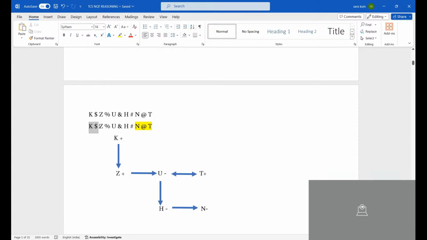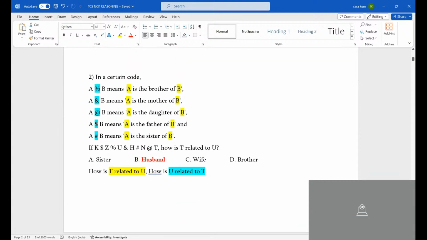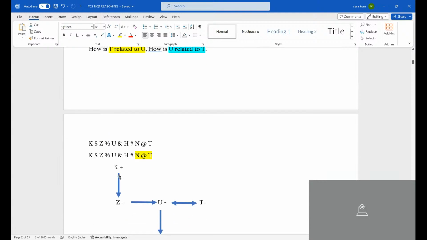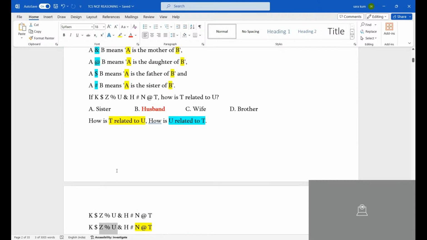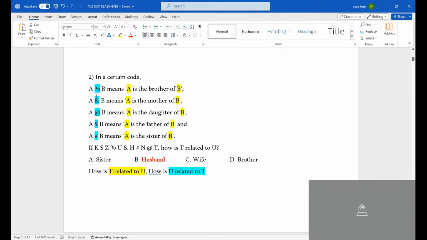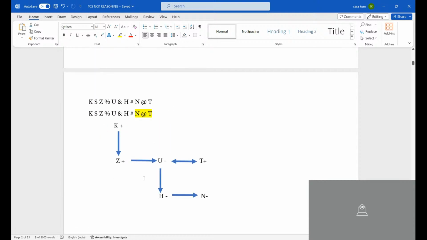So what K dollar Z means is, the dollar means A is the father of B. So K is the father of Z. And Z percentage U means the percentage sign tells you brother. So A is the brother of B. So here Z is the brother of U. So you can see Z is the brother of U. For male, we use plus sign. For female, we use negative sign.